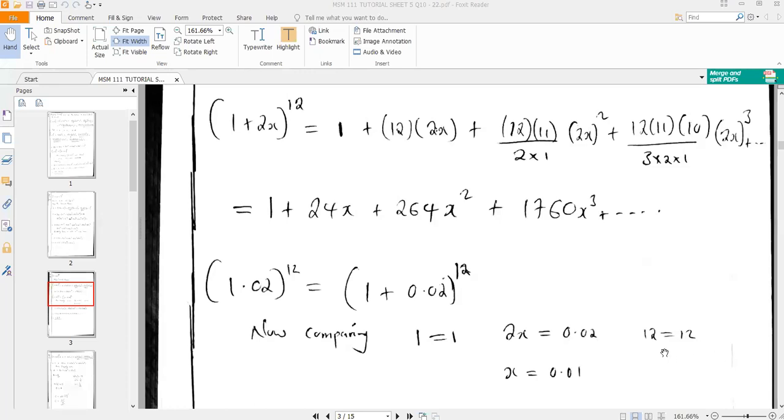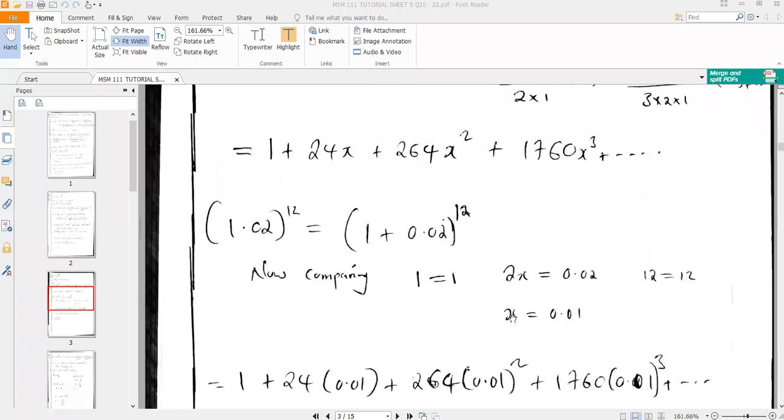The n here is 12, isn't it? So 12 is equal to 12. There's 12 there, there's also 12 here. Now when you reach here, we can easily solve for x, right? We can just say 2x equals 0.02, so x is equal to 0.01. So now when you have x equal to 0.01, your job is easy, isn't it?